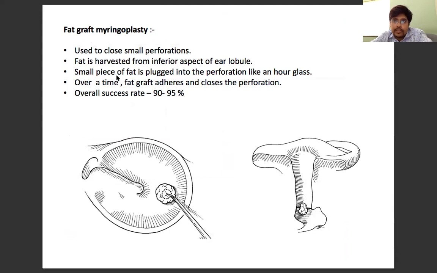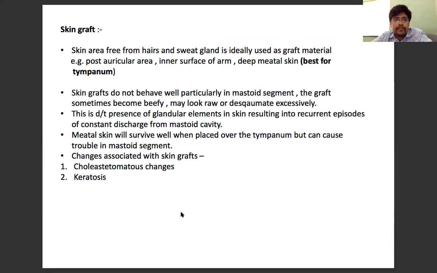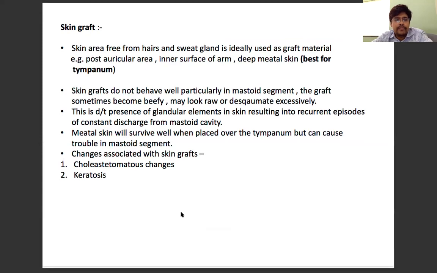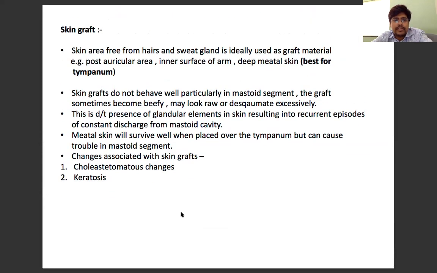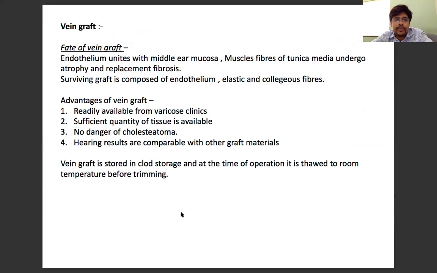You can use fat for myringoplasty. Fat means what? It is fat. If you consider your ear lobule, there is fat inside it. You make a small incision, harvest that fat, and you can use it for fat myringoplasty. Success rate may not be that promising. Skin graft we can use, but there are chances of infection, rejection, so better we avoid it. Vein graft also we can use.